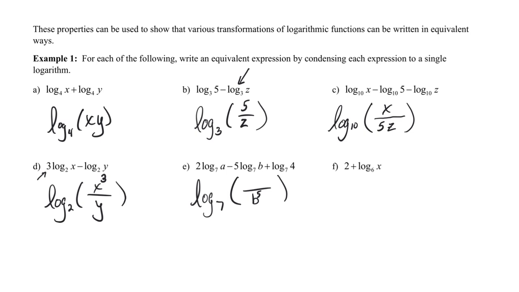And the 4, well, that's terrible. Let's rewrite that. You could have left it like that, but I don't like it. I'm going to put the 4a squared. That looks much better. Now, f is a different one.